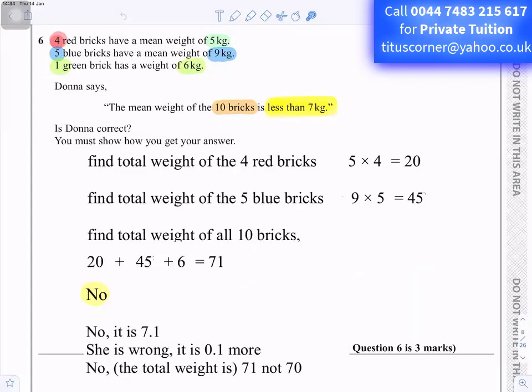So is Donor correct that it's less than 7 kilograms? No, because it is 7.1. 7.1 is not less than 7. So the answer is no, she is wrong. 7.1 is 0.1 more than 7. Or you can say the total weight is 71 and not 70, because 71 divided by 10 is 7.1.